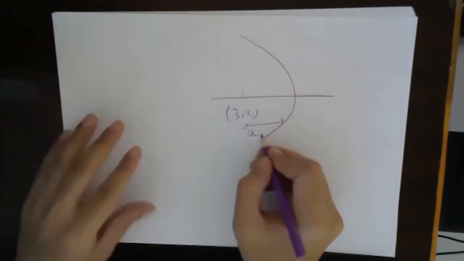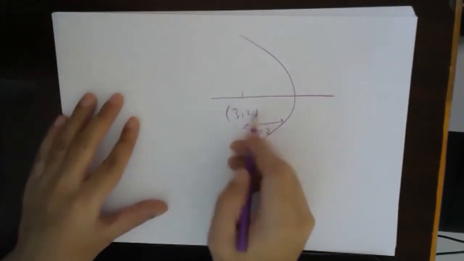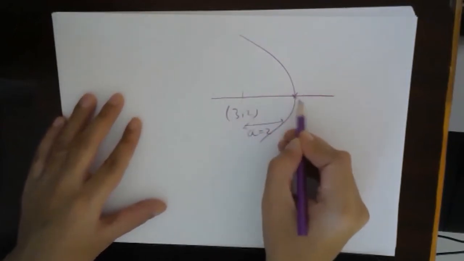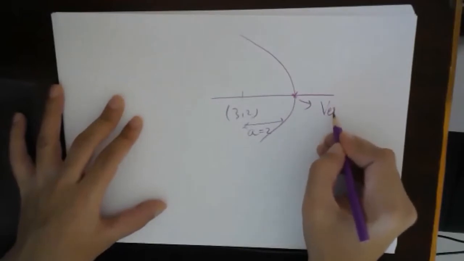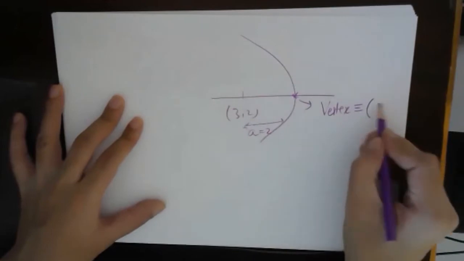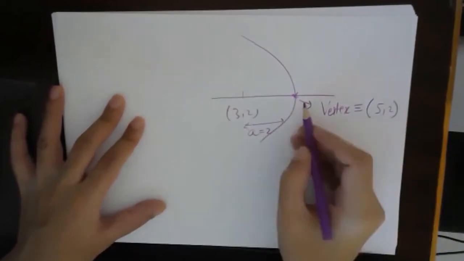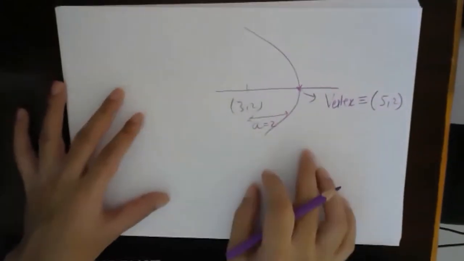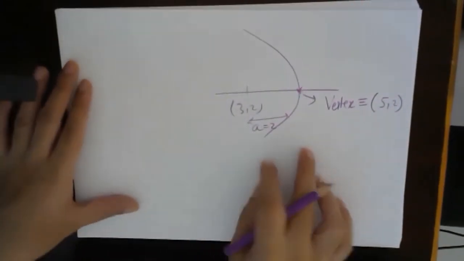If the value of a is equal to 2, that means if I move 2 on this side, this point, which is the vertex, will become 3 plus 2, that is 5, so (5, 2). So now my vertex is (5, 2), and the value of a is 2.